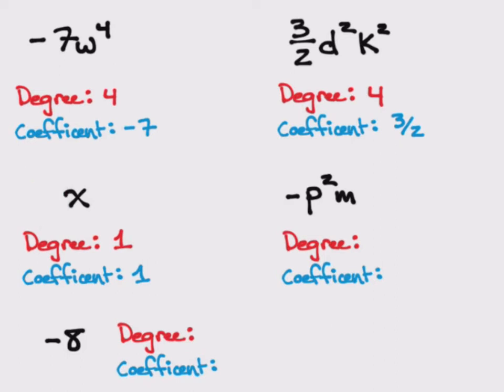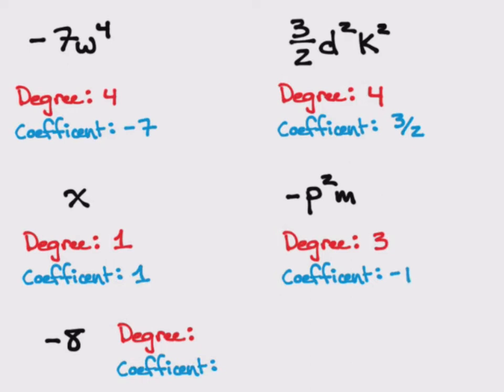With negative p squared times m, well, we have two variables here. One is being raised to the 2nd power, and one is being raised to the 1st power. M is being raised to the 1st. 2 plus 1 is 3, so we'd say the degree of this monomial is 3. It's a 3rd degree monomial. The coefficient here is negative 1. Remember, whenever we see that floating negative out in front, it's really like there's a negative 1 being multiplied. So the coefficient in this case is negative 1.